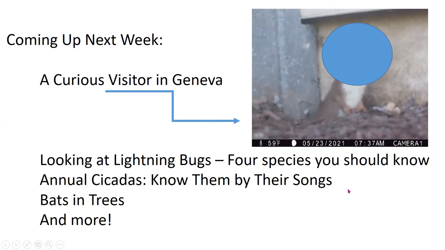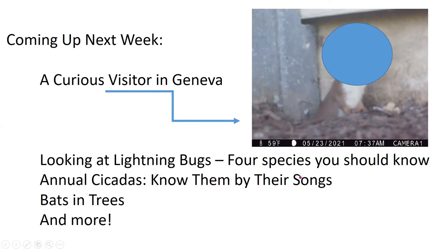We're going to take a look at lightning bugs, because believe it or not, we have several different kinds, and not all of them are blinky. Some of them are very not obvious in their habits and actually fly around in the daytime. So we're going to take a look at some lightning bug species and help you learn to identify those.